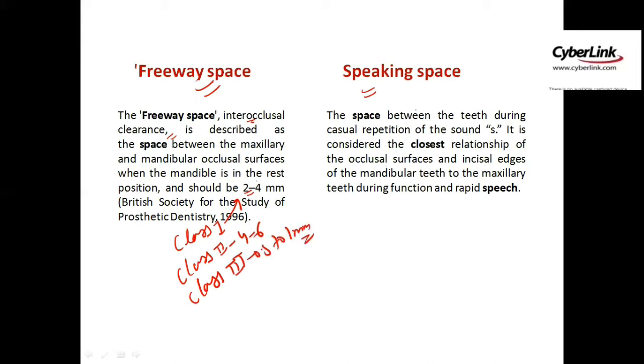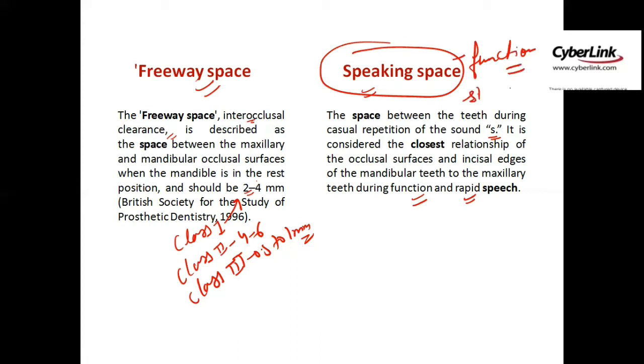Now, speaking space is the space between the teeth during casual repetition of sound S. It is considered the closest relationship of occlusal surface and incisal edges of mandibular teeth to the maxillary teeth during function and rapid speech. This space, we will consider during functioning. That means muscles are in strain. While the freeway space, we will consider in rest position, physiological rest position, right?